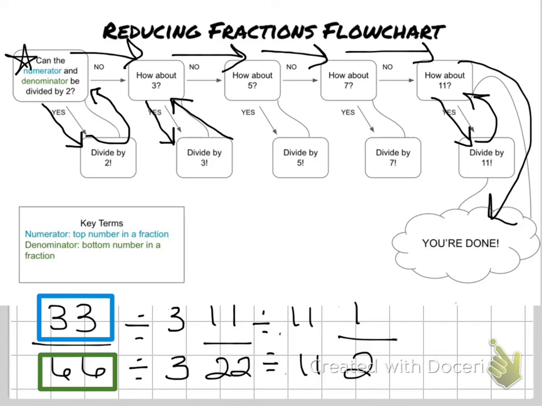So then I come here, and that means I am done with my whole problem. So what this means is that 33 over 66 can be reduced to 1 over 2. So 1 over 2 is our reduced or simplified fraction.